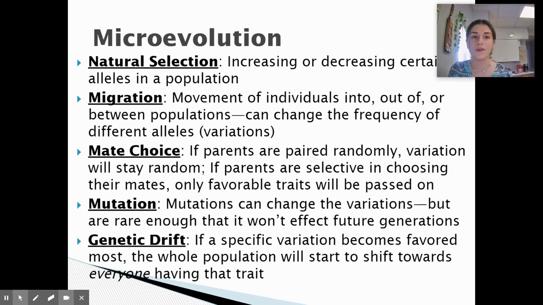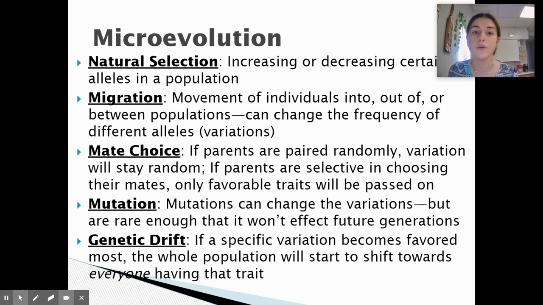Alrighty, now that we know that, let's go over some microevolution terms. The first term that we have is natural selection. This is when there's an increase or decrease in certain alleles in a population. As we know, alleles are different versions of a trait. So the different versions of a trait can increase or decrease in a certain population.